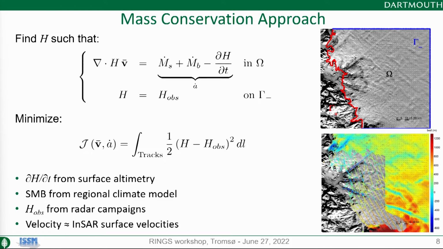So what we added to this was a minimization problem, because there are places where we know the ice thickness. We want to minimize the misfit between what's measured by a radar and what's modeled through the conservation of mass, and we want to make sure that the two match. And by tweaking our input data a little bit, we're able to make it work.